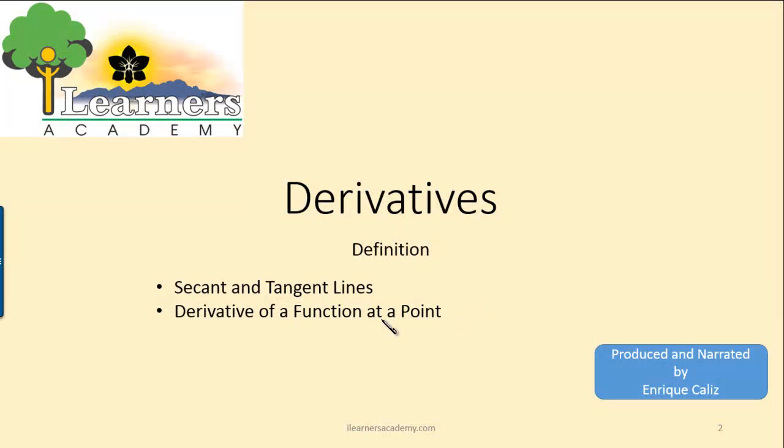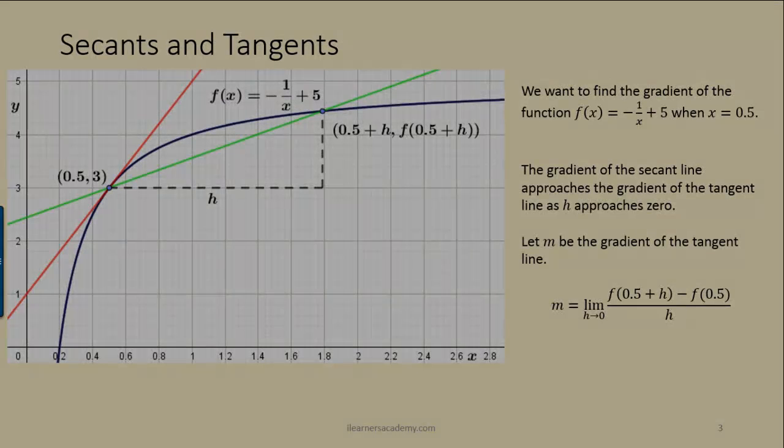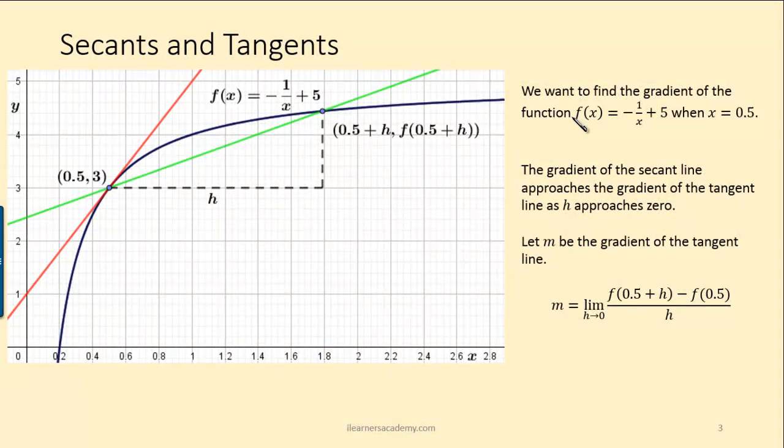In this video, we will define the derivative of a function at a point. But first, we will once more review the idea that the gradient of a line drawn tangent to the function at some point can be determined using a secant line which passes through that point. Way back in the first video on limits, we had posed this problem.